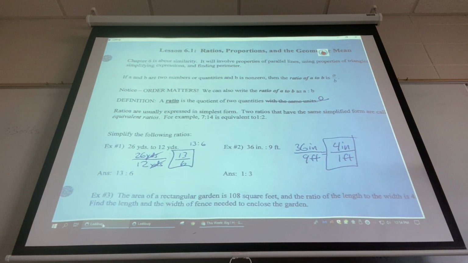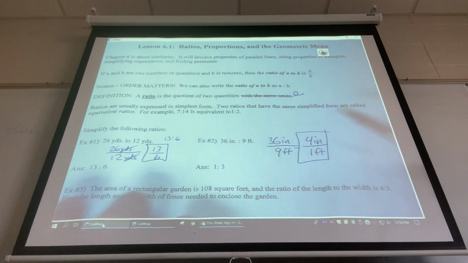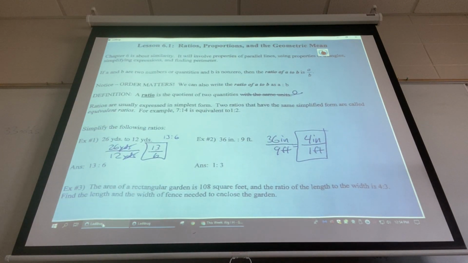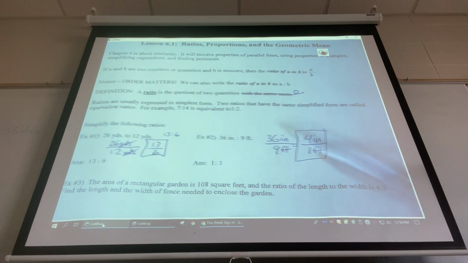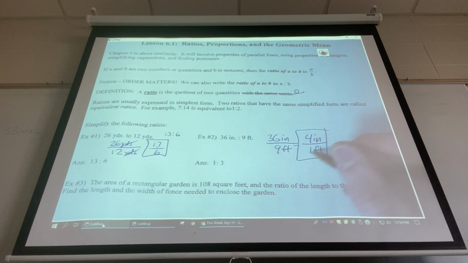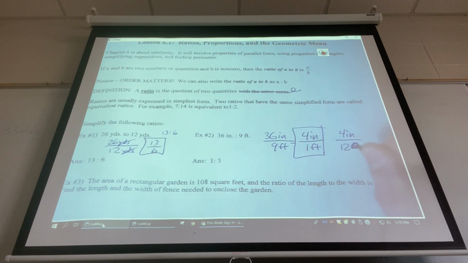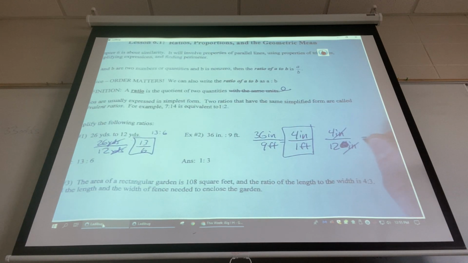But notice how I had to keep the units there? I kind of had to keep the units there, right? Because they're different. But if I was to rewrite 1 foot, what's the equivalent measurement in inches? 12 inches. So if I was to write it as 4 inches to 12 inches, sorry about that, then in that case, I could simplify this ratio down and say that it's 1 to 3.